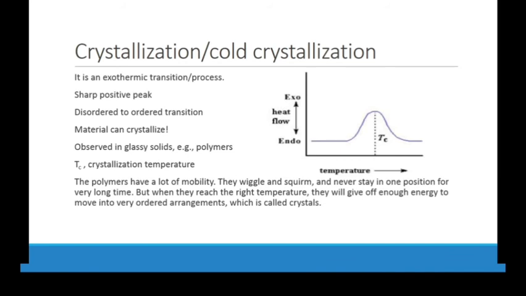The polymers have a lot of mobility, they wiggle and squirm and never stay in one position for very long. But when they reach the right temperature, they will give off enough energy to move into a very ordered rearrangement, which is called a crystal. So in crystallization, the molecules or the ions or the atoms move into a very orderly arrangement, and when they start to move in an ordered arrangement, they will emit heat, or give off enough energy in the form of heat, which is an exothermic reaction, and we find a sharp positive peak in the DSC curve.